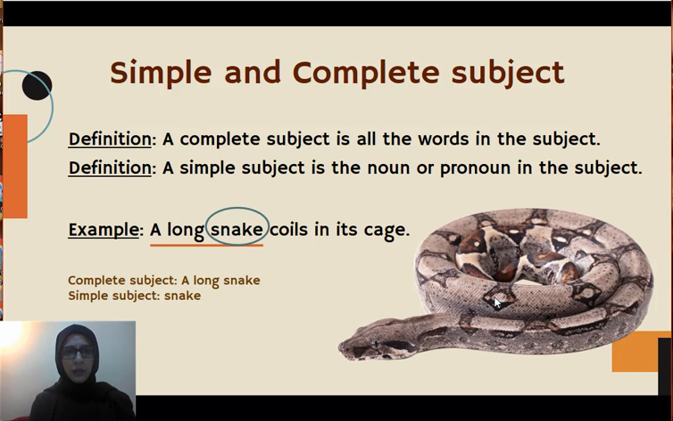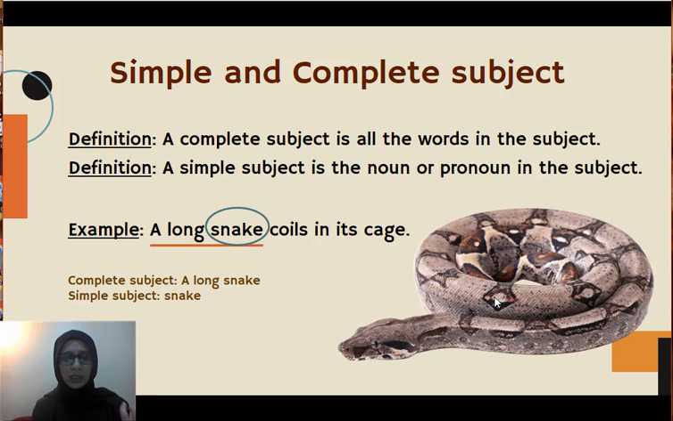Now we are going to move on to simple and complete subject. A complete subject is all the words in the subject. We are still talking about the same sentence. So for example here, a long snake coils in its cage. What is the complete subject in this sentence? It's all the words in the subject. So when I ask what is the naming part or what is the sentence about, the sentence is about snake only? No, it's about a long snake. So all these words, I have 3 words. I have a long snake. So these are the 3 words.